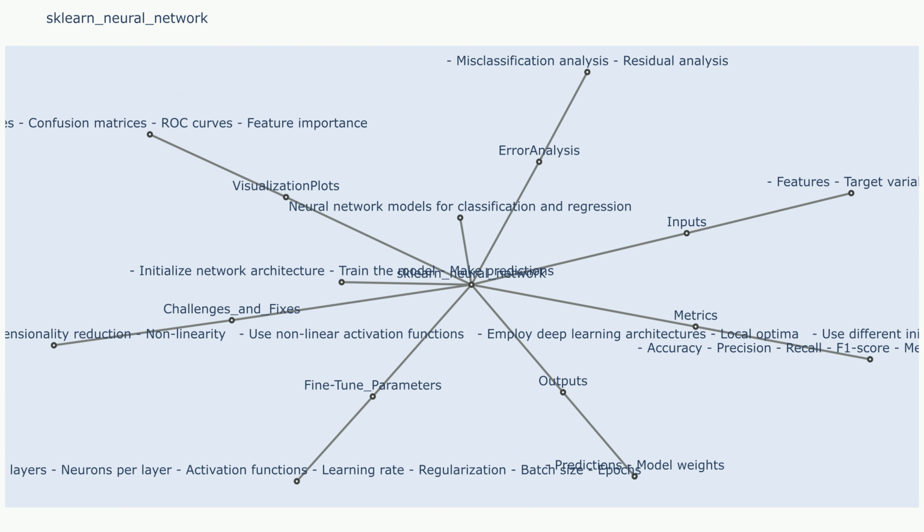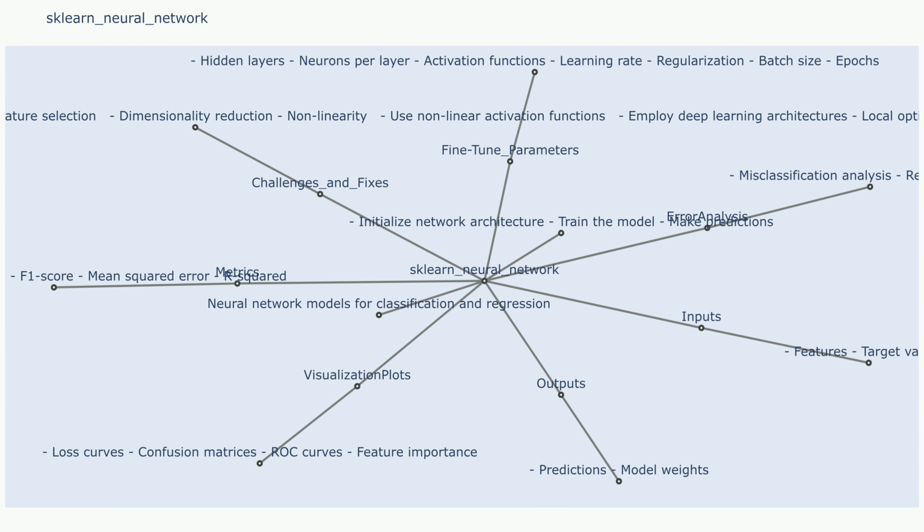Regularization techniques: L1, L2 regularization or dropout to prevent overfitting. Data augmentation: creating more training data by applying transformations to the existing data. Early stopping: stopping the training process when the validation loss starts to increase.